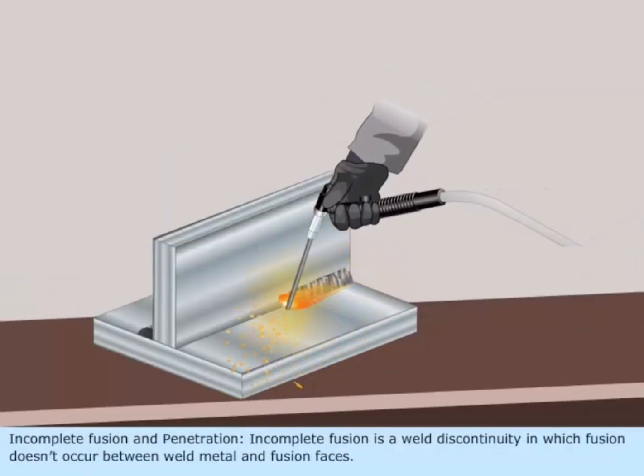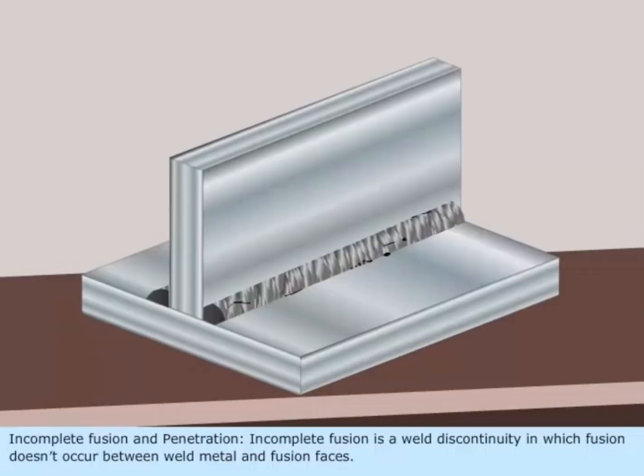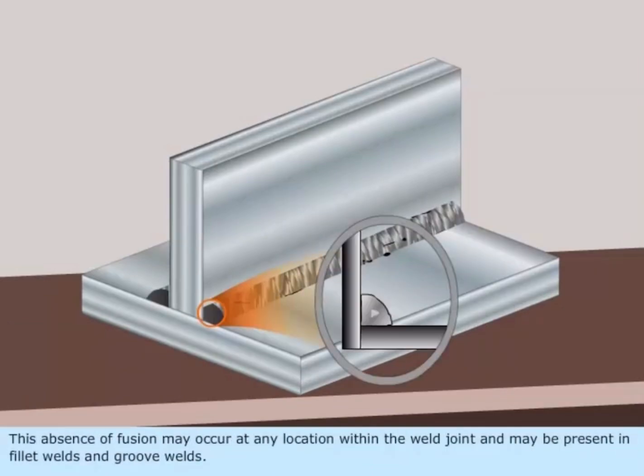Incomplete fusion and penetration. Incomplete fusion is a weld discontinuity in which fusion doesn't occur between weld metal and fusion faces. This absence of fusion may occur at any location within the weld joint and may be present in fillet welds and groove welds.